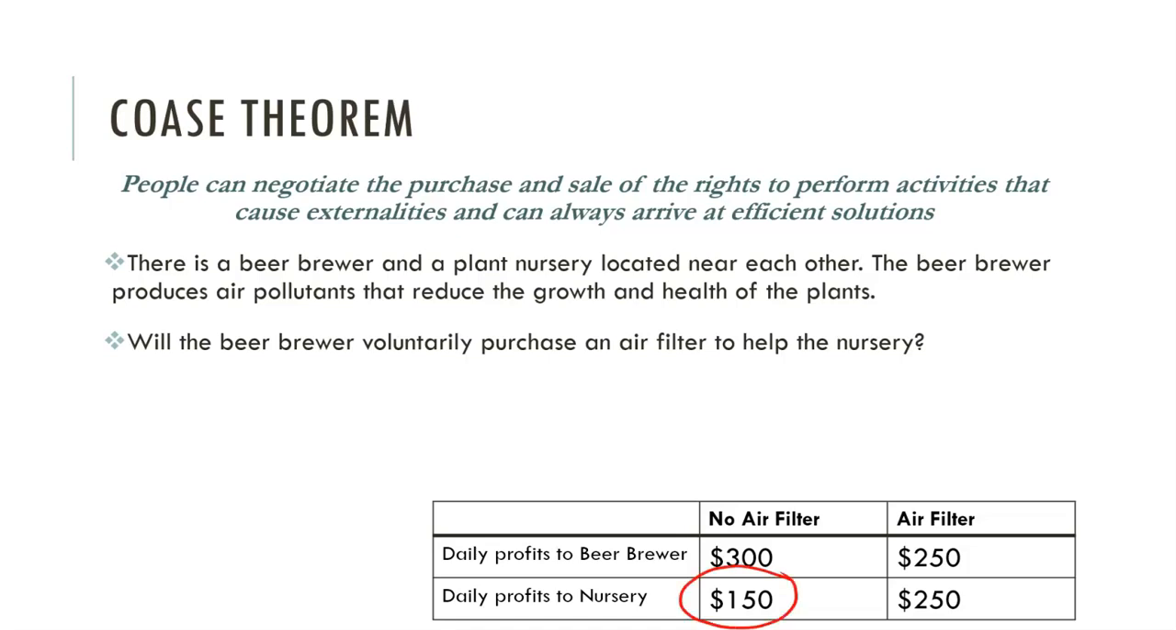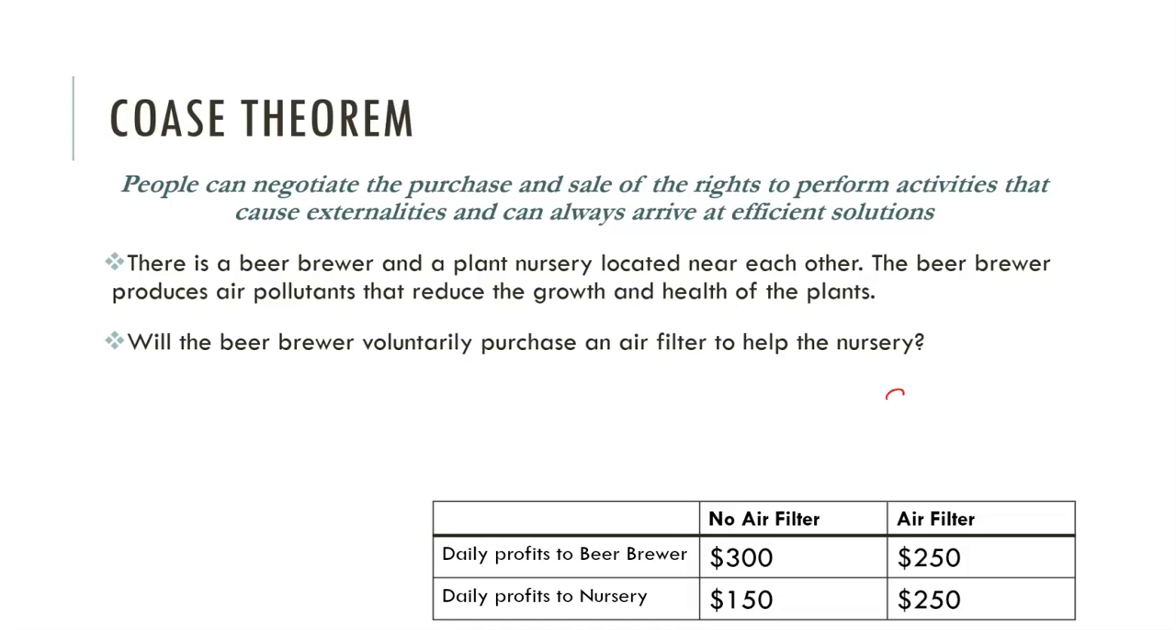For the nursery, without the air filter, they make $150 a day. And with the air filter, they make $250 a day because their plants are more healthy. They're not dying. They are able to sell much more. So obviously, the nursery wants the air filter. They're going to make a lot more money, and the beer brewer doesn't.